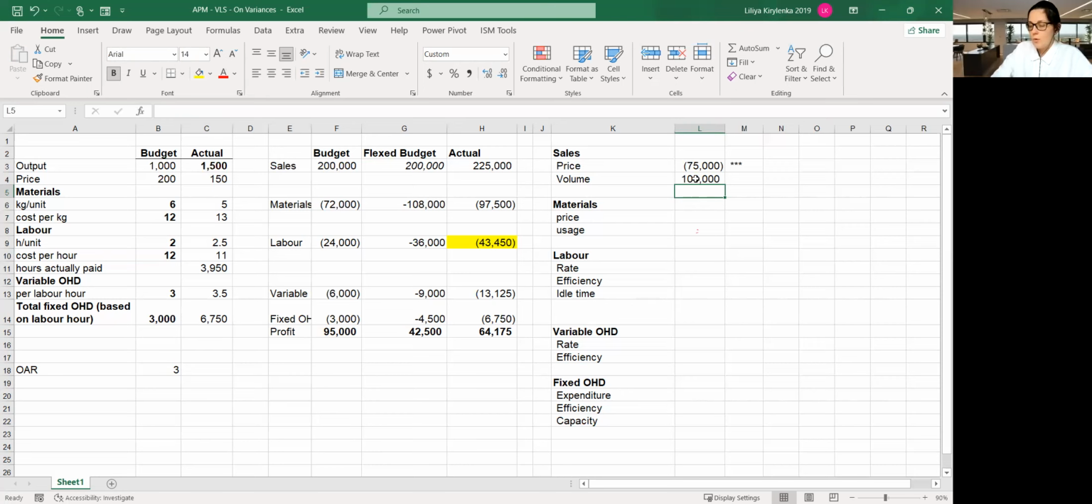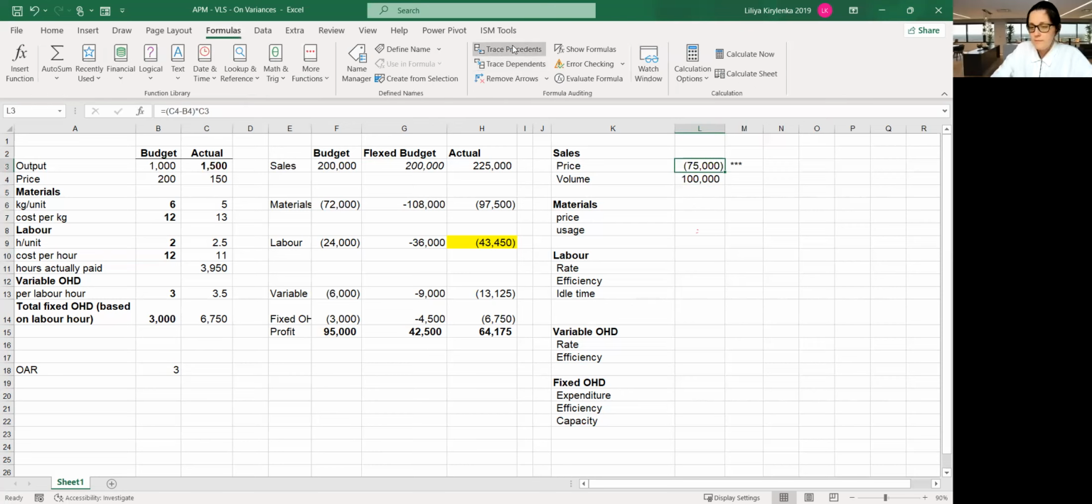And now if I put arrows here, you will see that the arrows actually cover all the parts of our original data. So we take everything that is that. But anyways, for price variance, we took actual quantity. For volume variance, we took budgeted price.